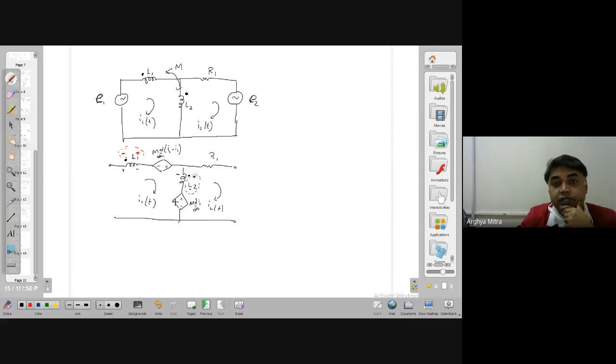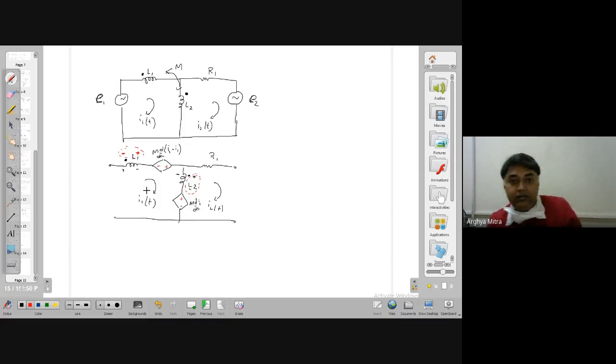So this will be the polarity. Now you can easily find out what the equation will be after converting to the S domain. This will be SL1, this will be SL2, this will be M into S into (I2(S) minus I1(S)), this will be M into S into I1(S), this will be R1, this is E1(S), this will be E2(S). So you can easily form the KVL equations and solve for I1(S) and I2(S).